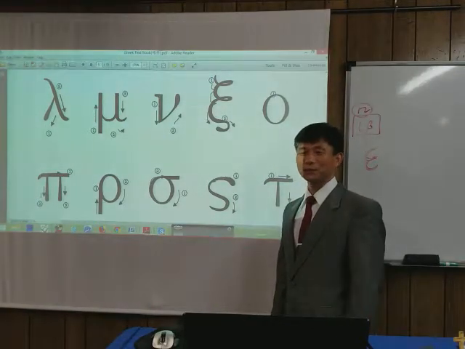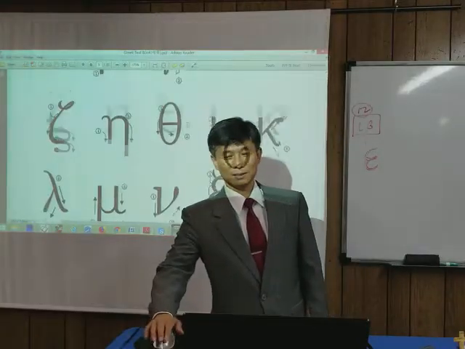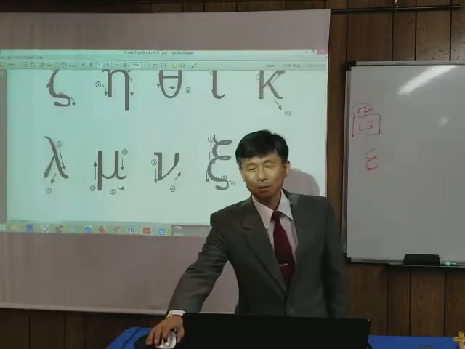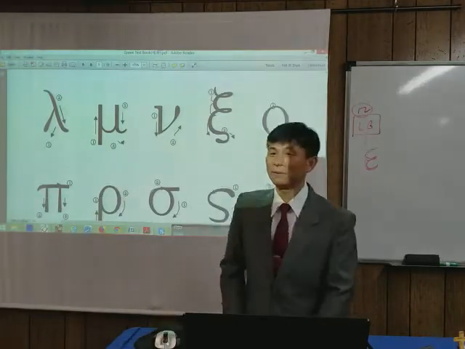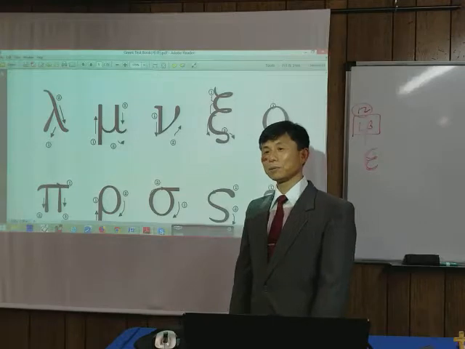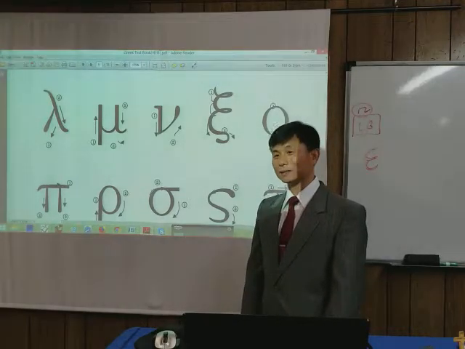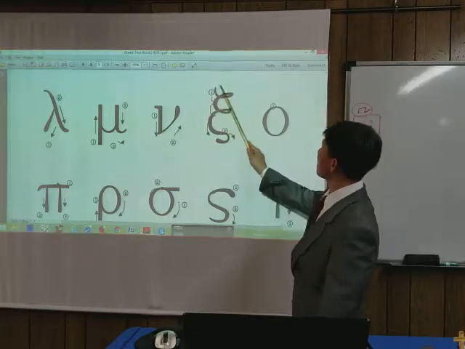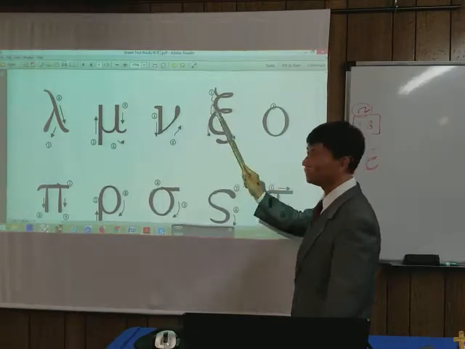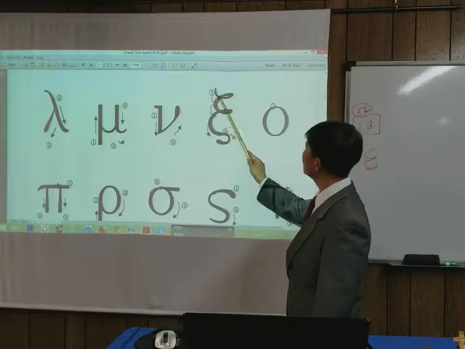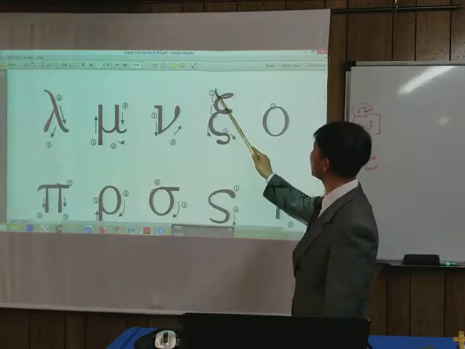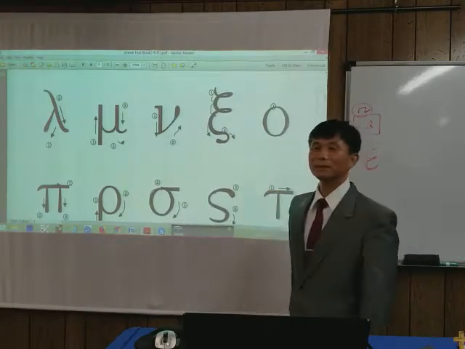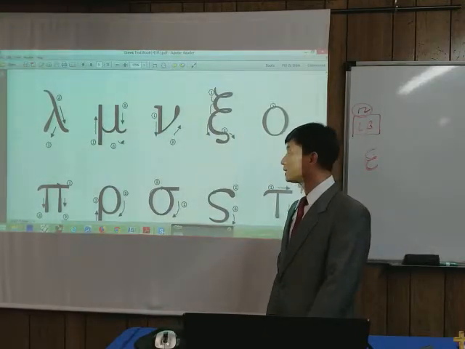Next one has two knots. The zeta has one knot, as you see here. This one we call xi, and the pronunciation is KS sound. This has two knots, so you need to make two knots here. One, two. Xi.